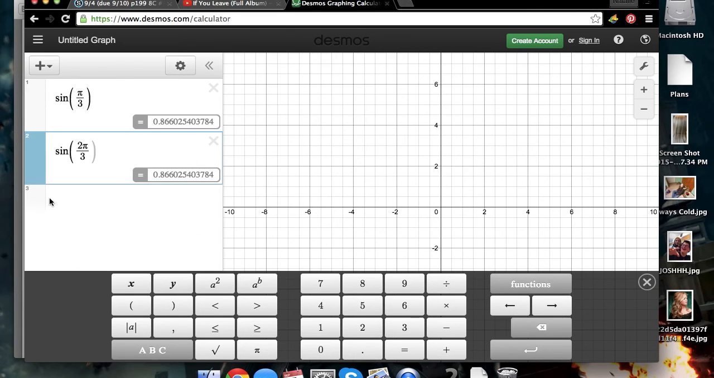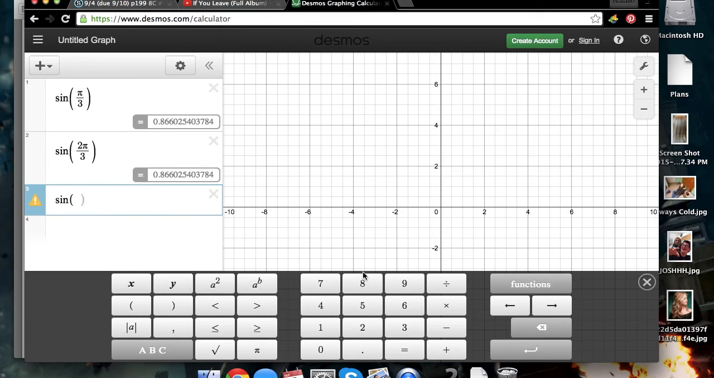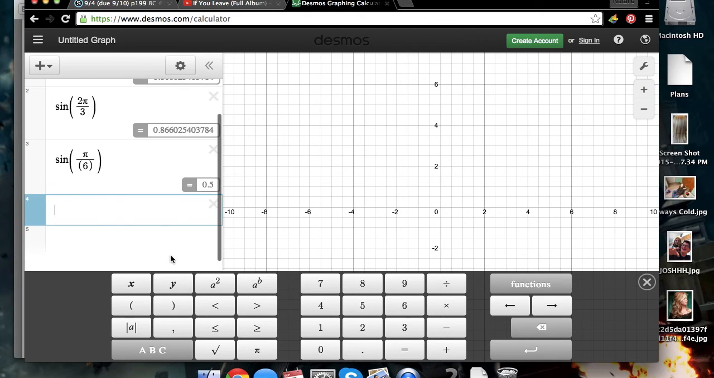I'll just do it anyway in case you're having trouble. So functions, sine, pi over 6. And there you go. Cool.